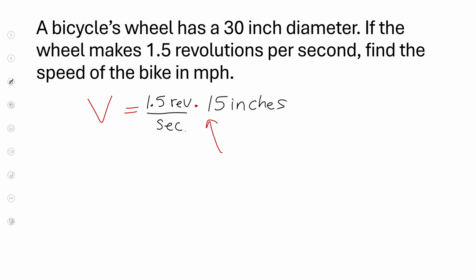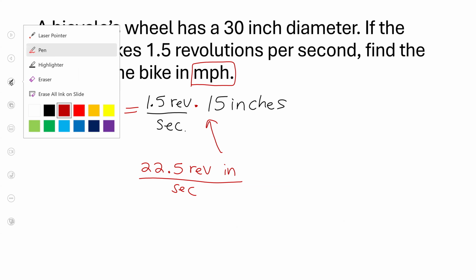Okay, so go ahead and use your calculator. What is 1.5 times 15? What is it? 22.5. And I have 2 different things. I have revs and I have inches. We're gonna need to get rid of some things. Because look, it says I want my answer in miles per hour. This is definitely not what I have. I have revs times inches over seconds. I do not have miles per hour. Okay, so we need to convert this answer.